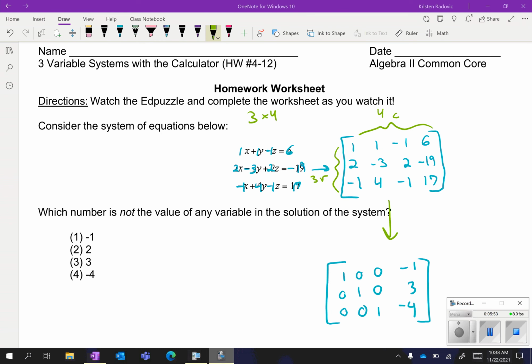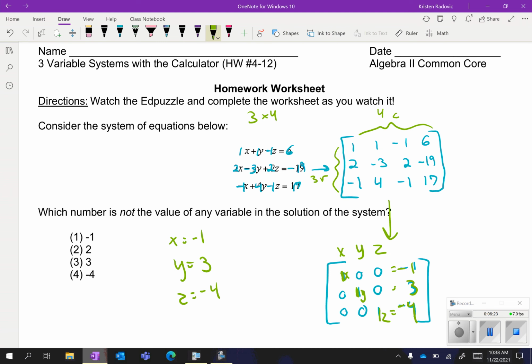Remember, the first column vertically was x's. So this is saying that 1x is equal to -1. So x equals -1. Then you have your y's. 1y is equal to 3. And z. 1z is equal to -4.